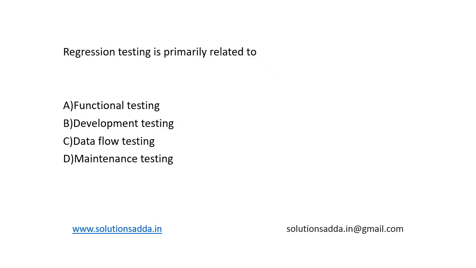This is a previous ISRO question. Regression testing is related to A, functional testing, B, development testing, C, data flow testing, and D, maintenance testing. First of all, what is regression testing? It is a testing done to make sure new code changes do not affect the existing functionality. It ensures that the old code works even when the latest code changes are done. So this is done related to the maintenance of the software. So option D, maintenance testing, is the correct answer.